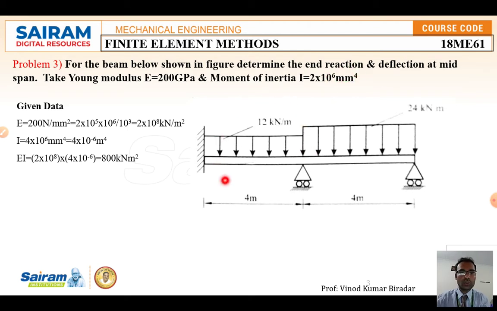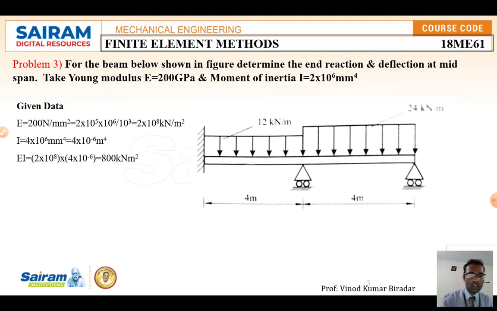I already told you in the previous lecture, the first step is to convert gigapascal into kilonewton per meter square and mm to the power of 4 into m to the power of 4. E is equal to 200 Newton per mm square, means 2 into 10 to the power of 5. So you make it 10 to the power of 5 into 10 to the power of 6 by 10 to the power of 3, which is equal to 2 into 10 to the power of 8 kilonewton per meter square. I is equal to 2 into 10 to the power of 6 mm to the power of 4, so converting to meters you get 4 into 10 to the power of minus 6 m to the power of 4. So EI is equal to multiplying these, you get 800 kilonewton meter square.